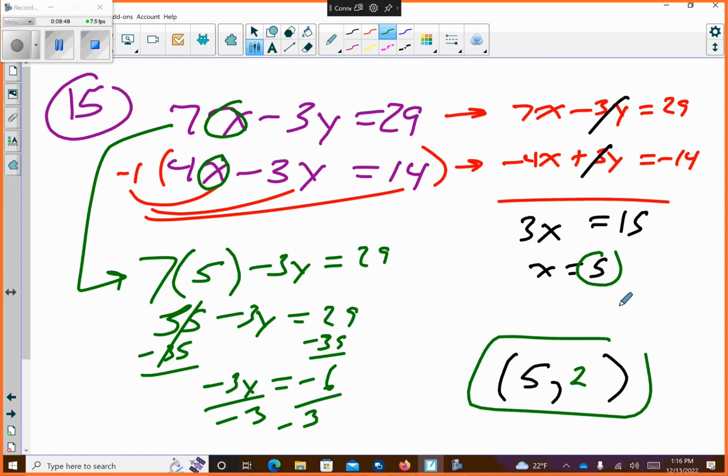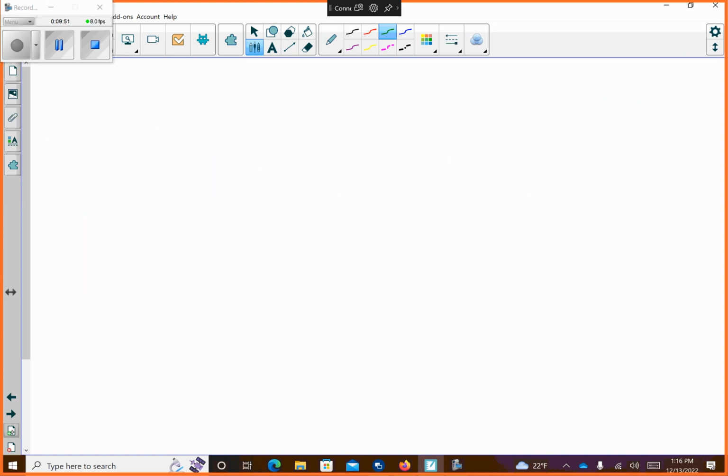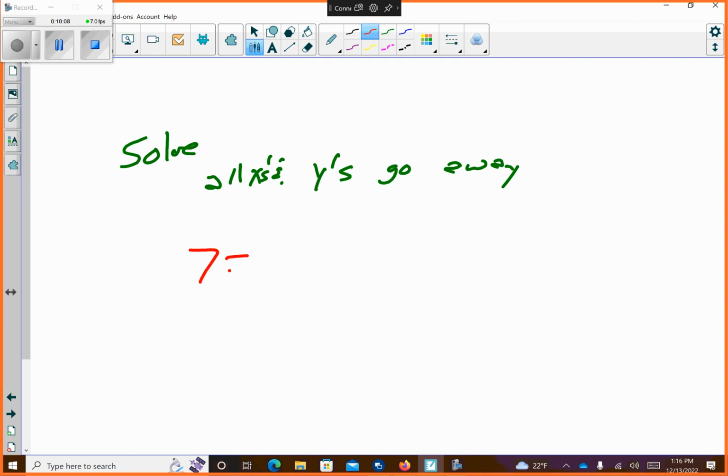Now a couple things just to remember. If you solve the entire problem and all x's and y's go away, and you wind up with like 7 equals 7, that's true. That means you have infinite solutions. But if you wound up with 7 equals 10, that's false, and that means we have no solution.